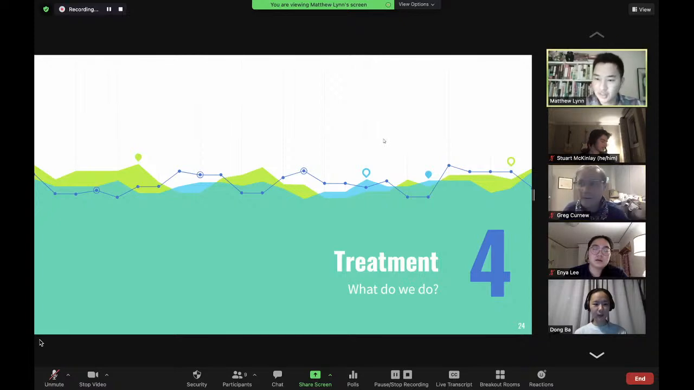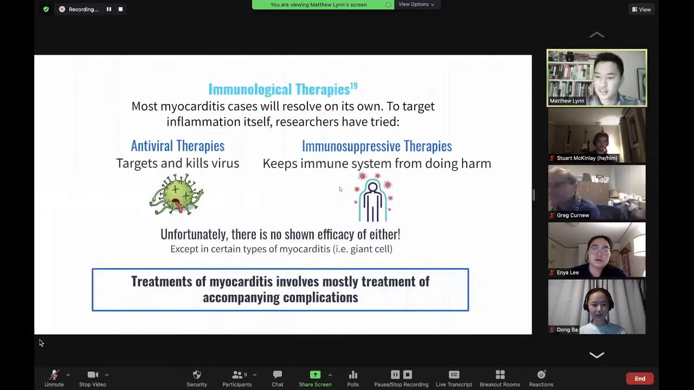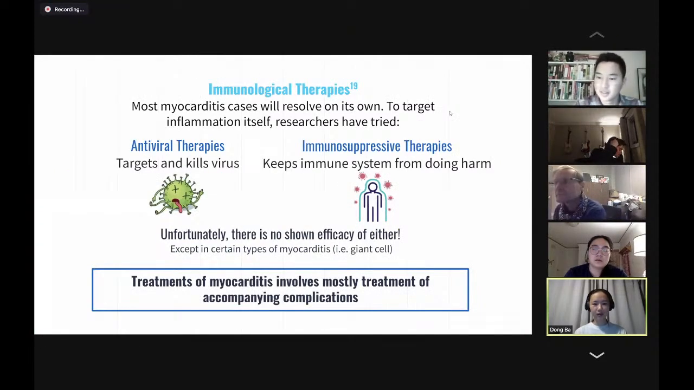All right, so now we're just going to get into some treatment. Fortunately, as Dr. Curnew mentioned, most myocarditis cases will just resolve on their own. But you might think, for those that don't resolve on their own, maybe we should try to resolve the inflammation using different immunological therapies.